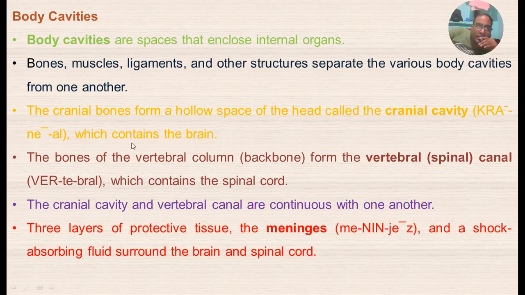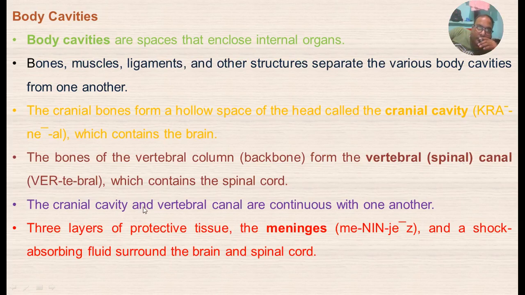Like here, the cranial bones form a hollow space of the head called the cranial cavity. So there is a cavity in the skull which is called the cranial cavity, in which the brain is located. The soft, delicate body part, the brain, is located in the cranial cavity. The cranial cavity is made up of bony structure, very tough.